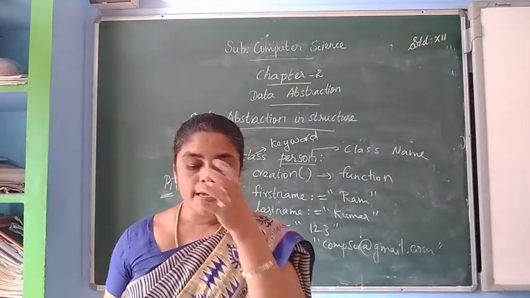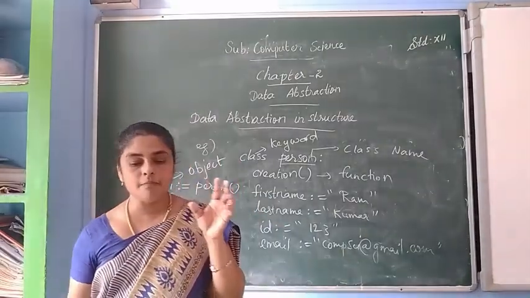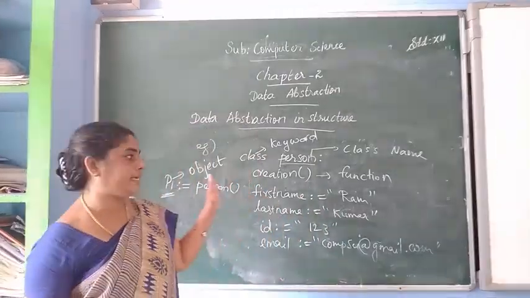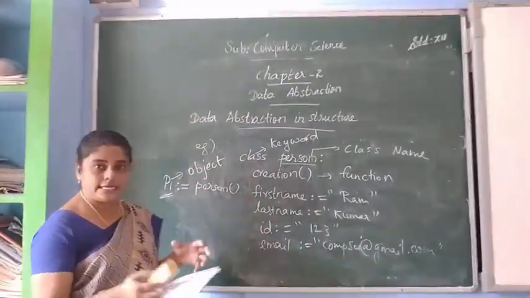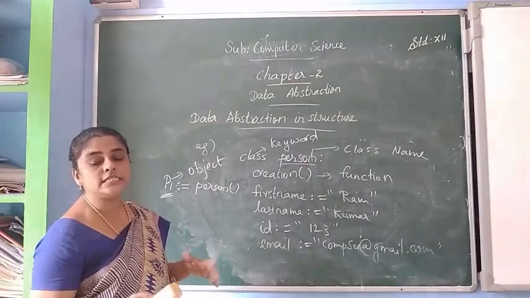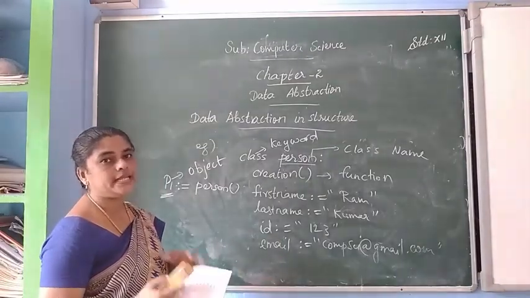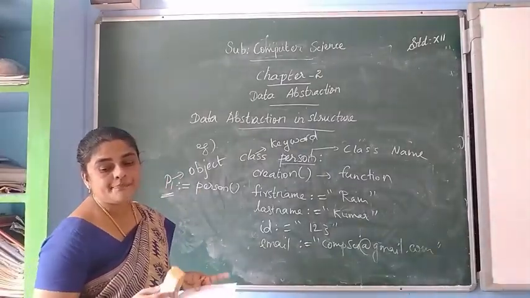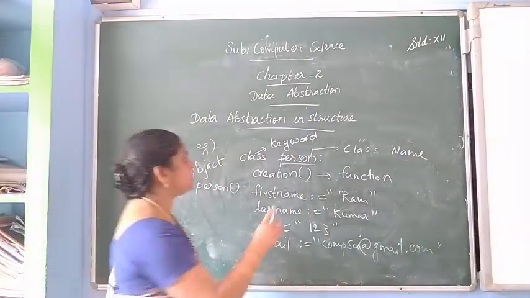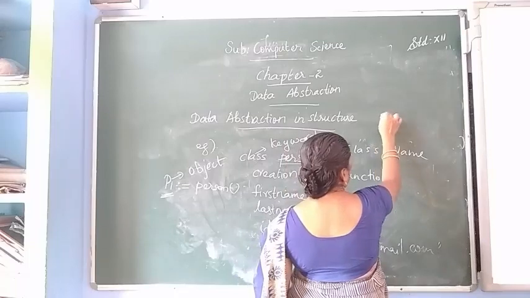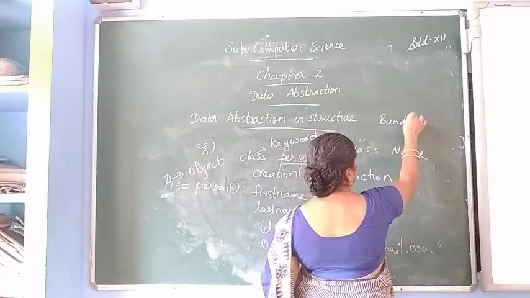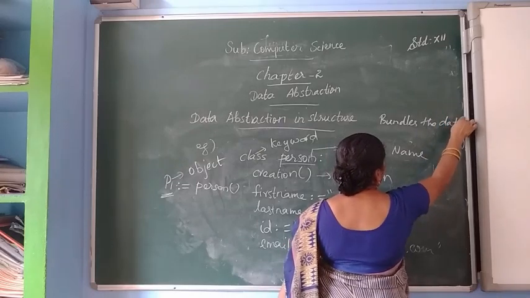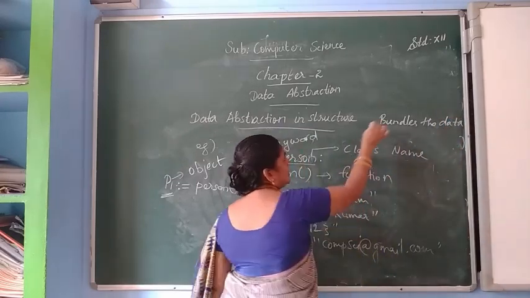Okay. So a class is bundled data and the functions that work on the data. Classes bundle the data and functions that work on the data. Okay, that is structure. Classes bundle the data. Class, what is the function of class? It bundles the data and functions. This one class.